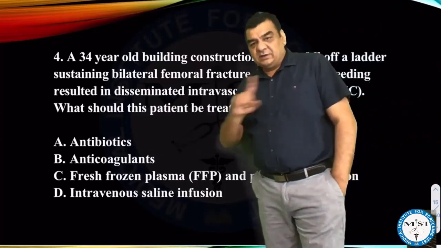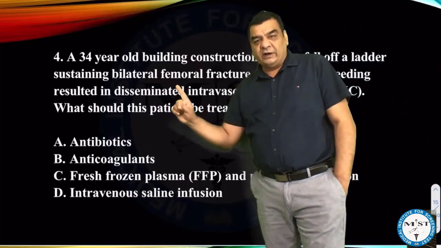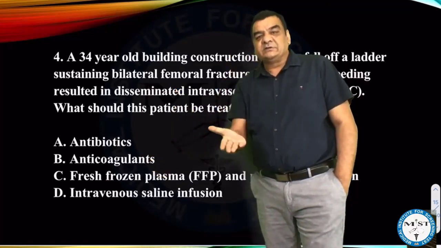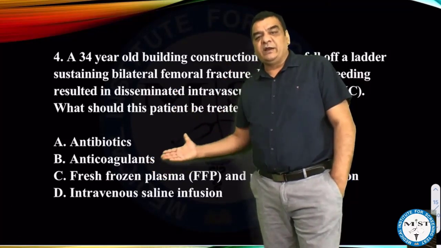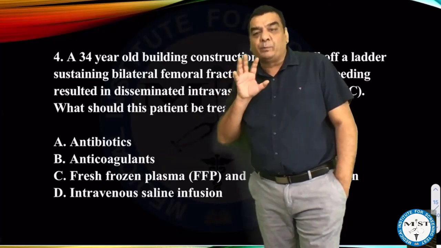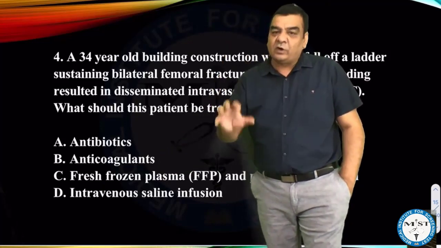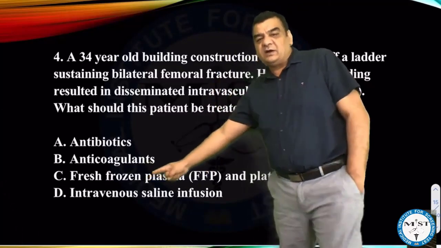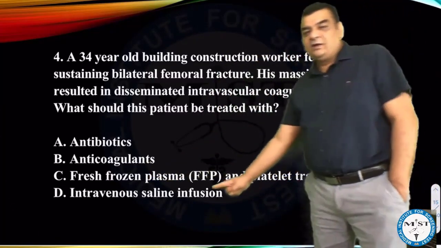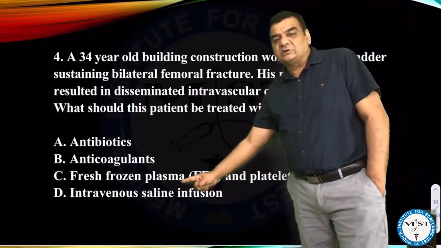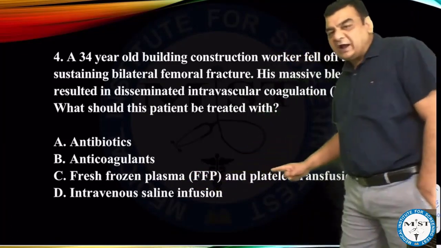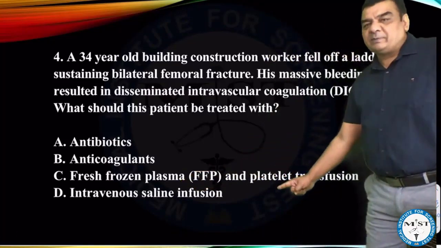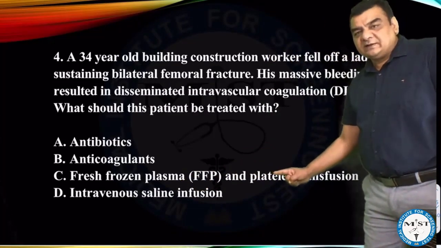Now, antibiotics, we all know there is no role of antibiotics here. Anticoagulants, already the patient is bleeding. Why would we like to give the anticoagulants? We would like to give the procoagulants so that the bleeding should be controlled. Fresh frozen plasma and platelets. Yes, the patient is suffering a huge loss of clotting factors and platelets, and we know this is rich in clotting factors and these are platelets. So this would be the most appropriate.